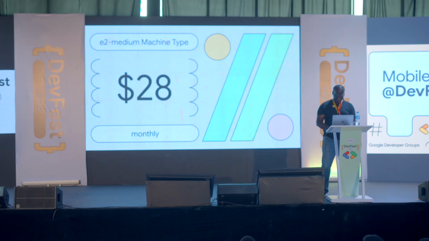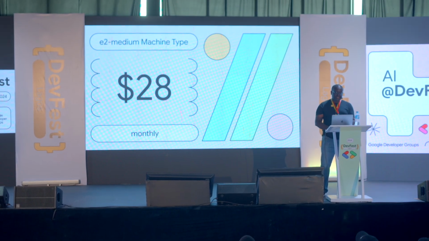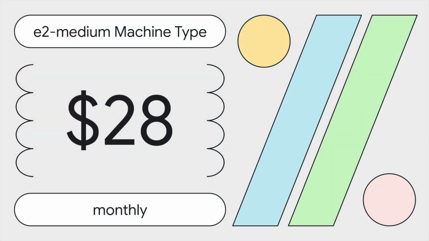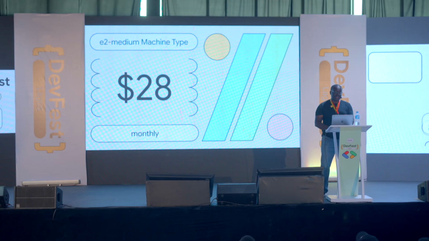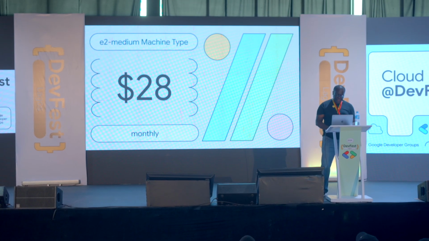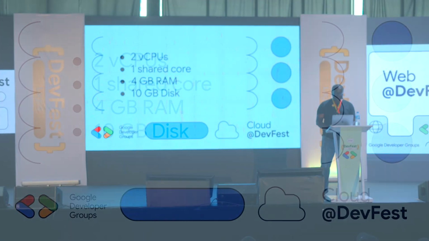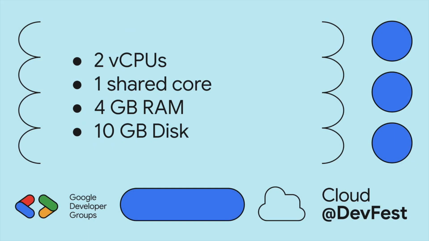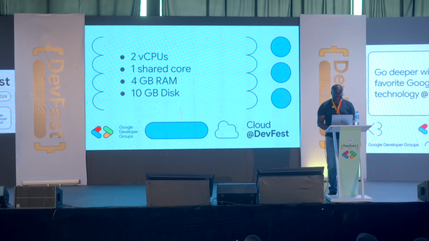Okay. Now, this amount needs to be multiplied by 3 for you to arrive at how much it's going to cost you to run this cluster for a month. Okay? Now, again on the screen, we've extracted the details. 2 virtual CPUs, 1 shared core, 4 gigabytes of RAM, and a 10 gigabyte disk, okay, 28 USD a month.